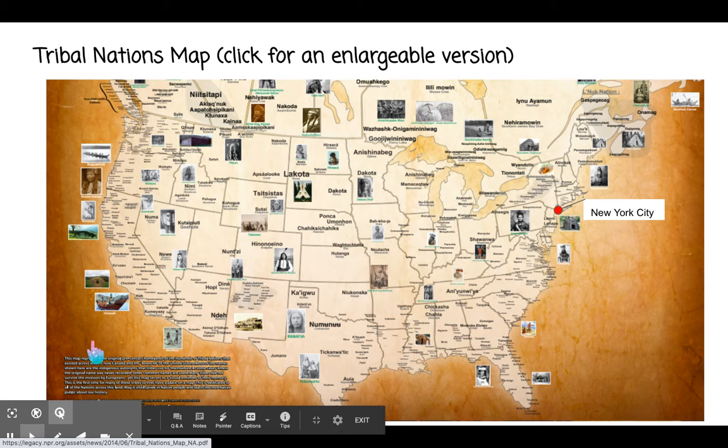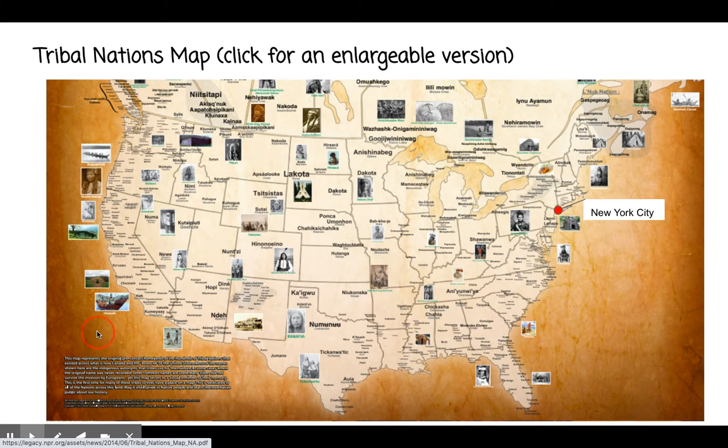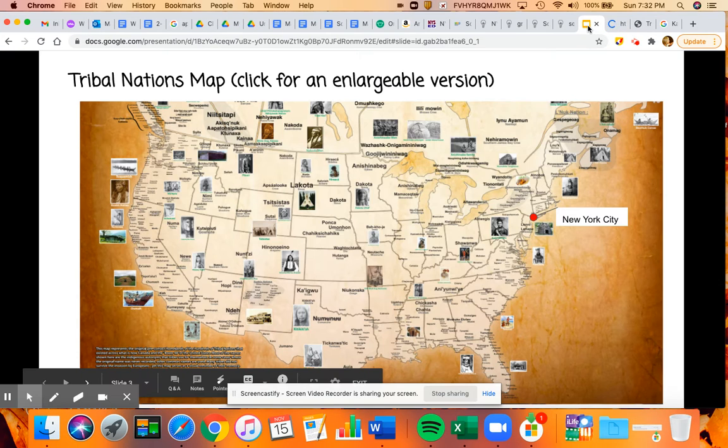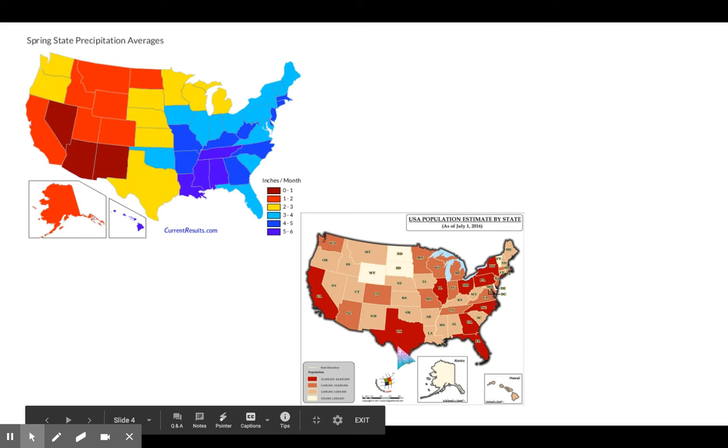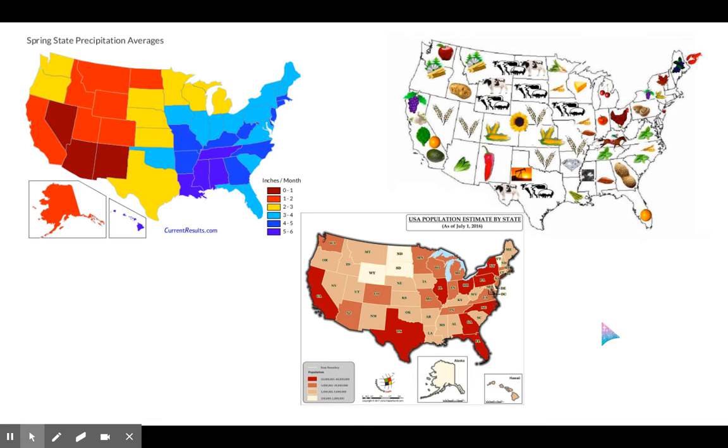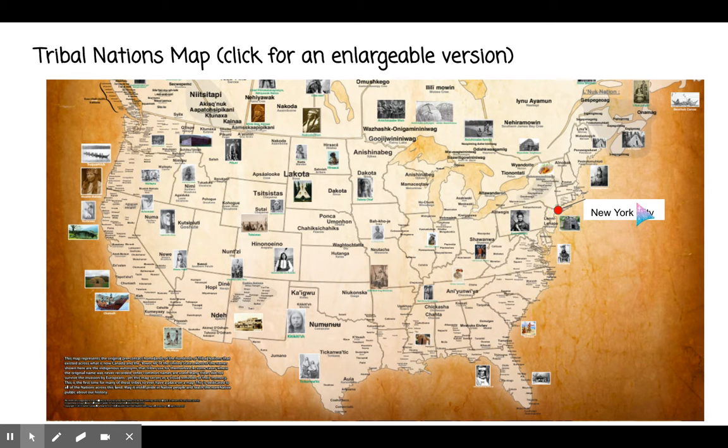This map is called a special purpose map. There are lots of different types of special purpose maps. There are special purpose maps to show how much rain falls per month in different parts of the country. There are special purpose maps to show the different numbers of people that live in different places. And there are even special purpose maps to show where different food and products are grown. This map shows the tribal nations of our country.